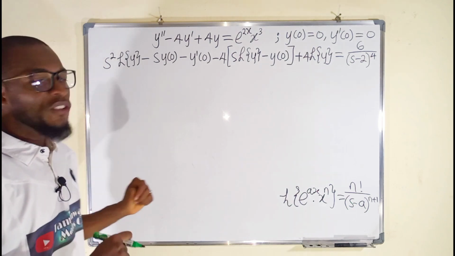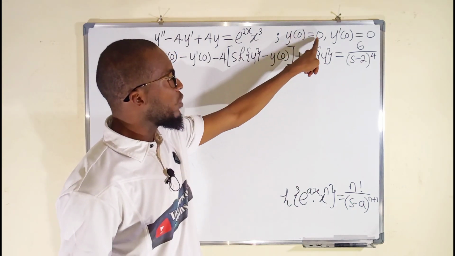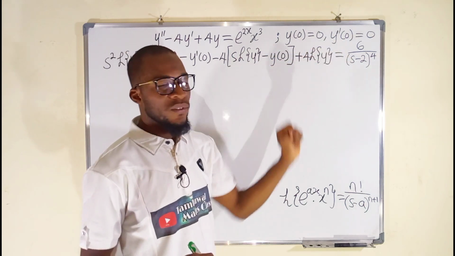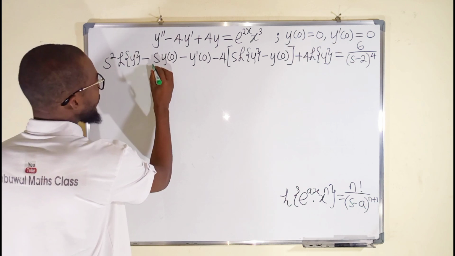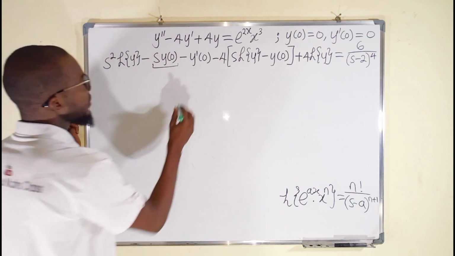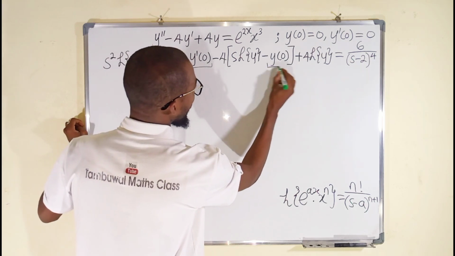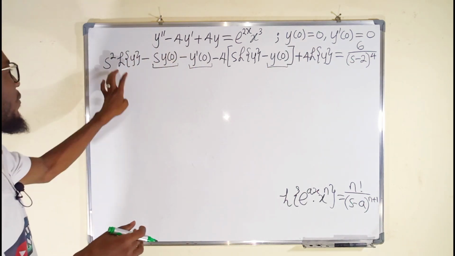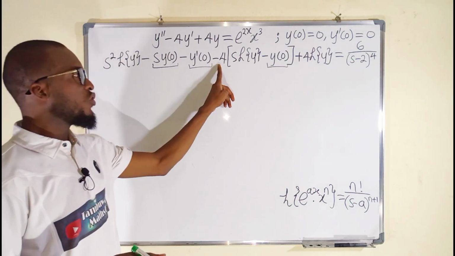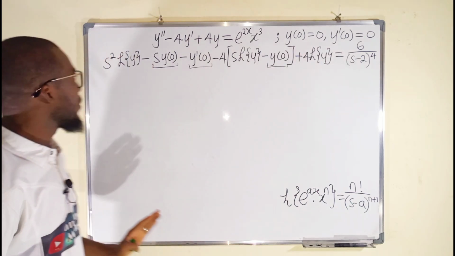But we can just substitute our initial conditions here. You can see y of 0 is equal to 0. y prime of 0 is also equal to 0. So let me mark them. We have this equal to 0, we have also this equal to 0, we have this equal to 0. I want to neglect them. So the only terms we have is this. Then we distribute this negative 4 over here, and this one and the last one.